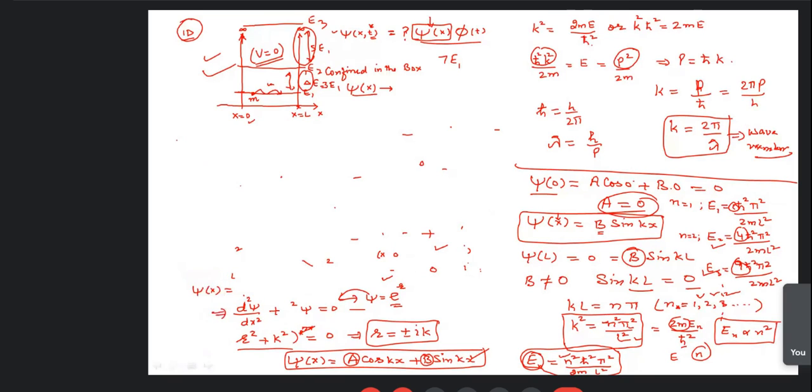I can write the wave function psi. Again, it is different at different energy levels. It is B sine of k x, where k we have written somewhere here. Yes, you can see that k is n pi divided by L. So I can write n pi over L times x. So this is the wave function. Okay, and B is still unknown.